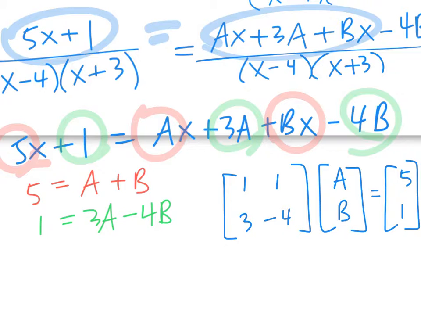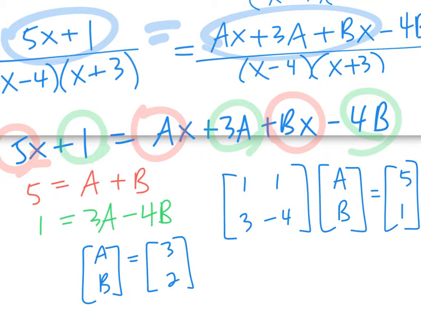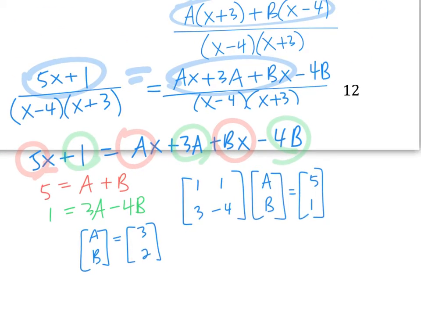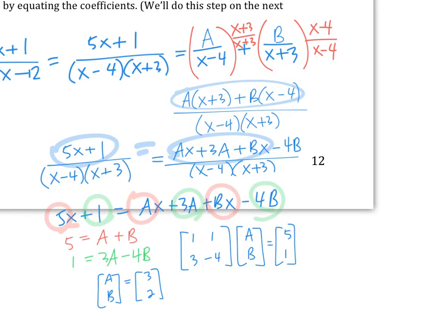All right, a and b are, is it 2 and 3? 3 and 2. Double check. 3 and 2, yes.